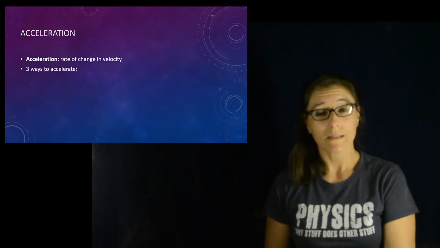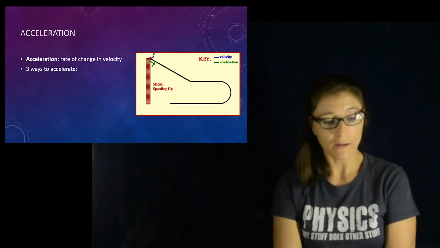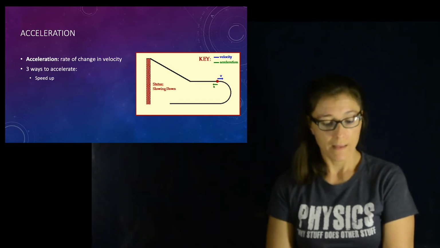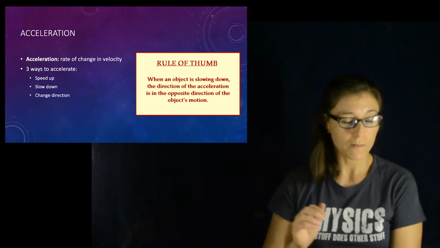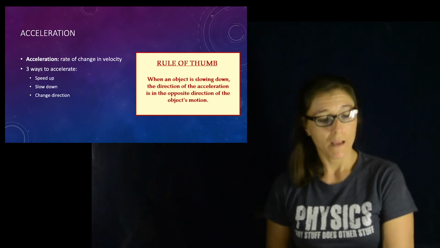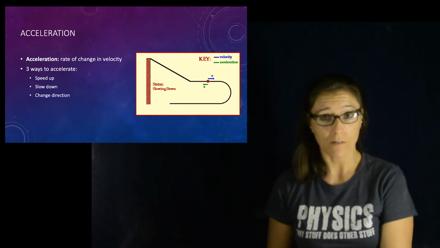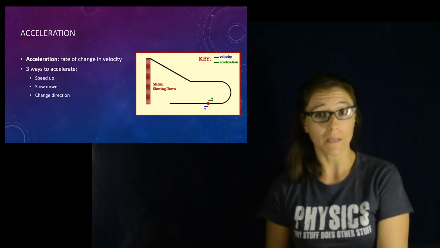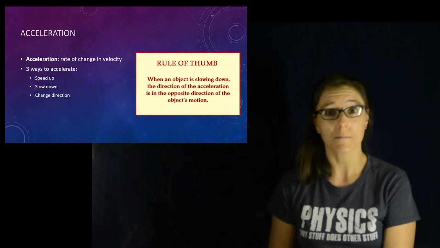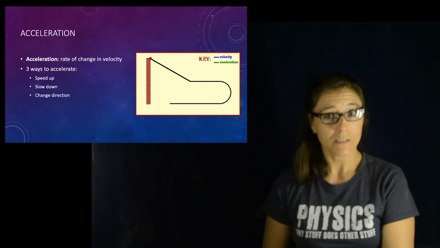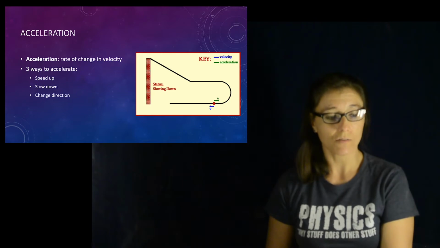What we also know is that there are three different ways to accelerate an object. The first way to accelerate an object is to speed it up. The second way to accelerate an object is to slow it down. And the third way to accelerate an object is to change its direction. And what we know is that when velocity and acceleration are parallel to each other and in the same direction, an object will speed up. When velocity and acceleration are parallel but in opposite directions, the object will slow down. When acceleration is in a completely different direction from velocity, we end up with a change in direction.